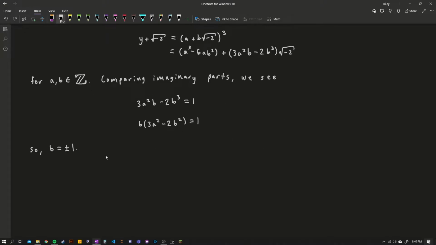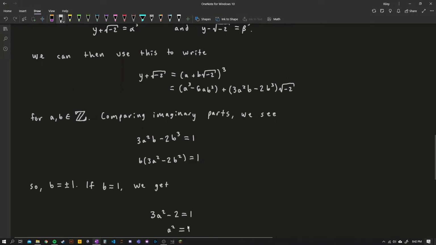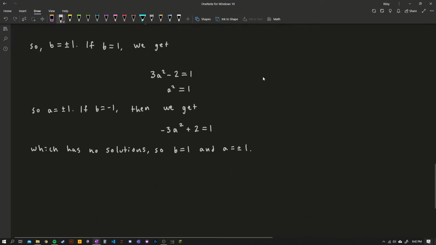We first look at the case where b equals 1, and we get the following. From here, we can rearrange this to get a squared is equal to 1. So that means that a is equal to plus or minus 1. Now if we look at the case where b equals -1, then we get this, and this right here has no solutions. And therefore, b is equal to 1 and a is equal to plus or minus 1. That means if we go back to this equation up here, we can put in our a's and b's and we get this.